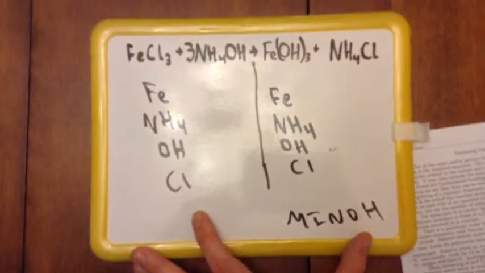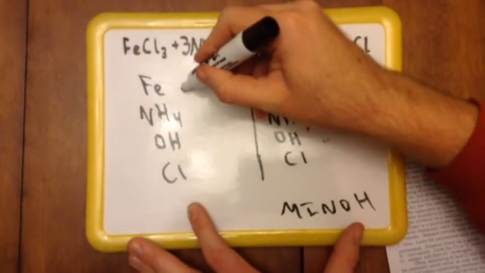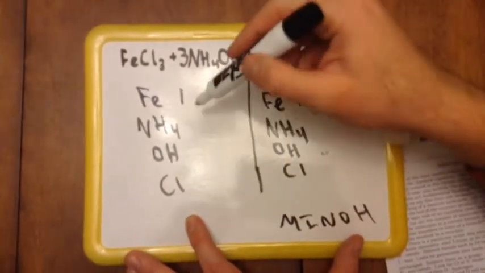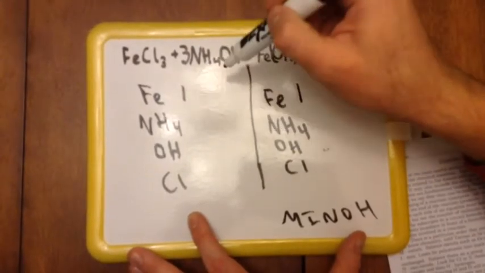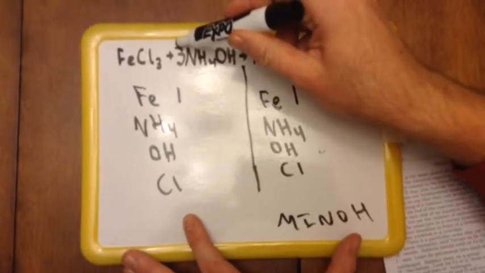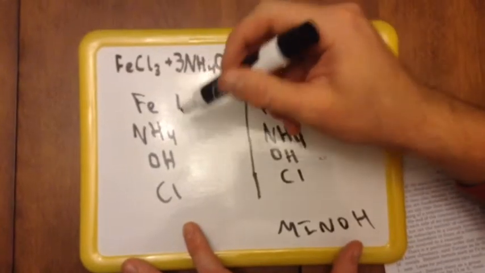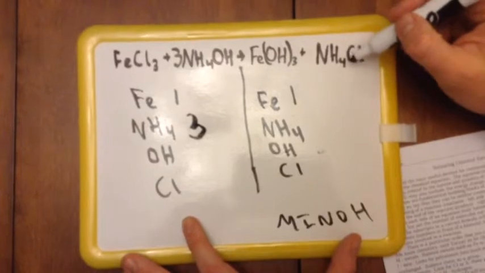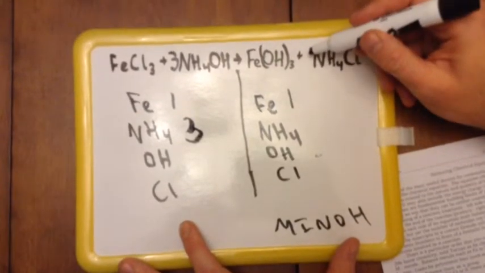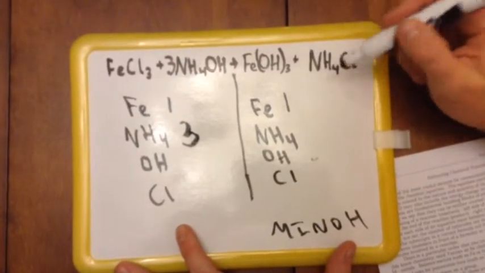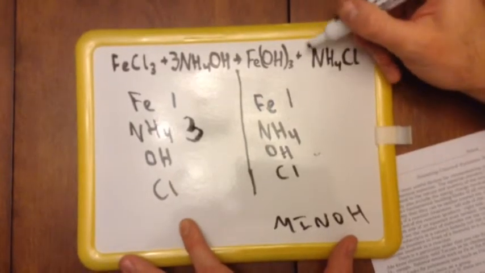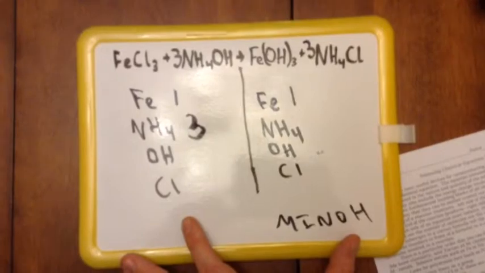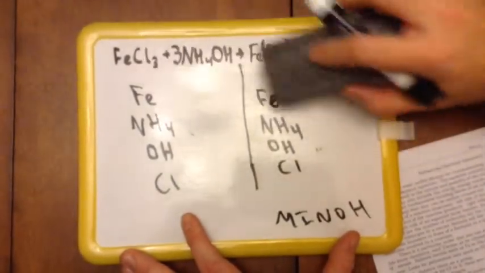We're going to redo our counts. Iron, 1. Iron over here, 1. How many ammonium, NH4s, do we have over here? Well, since we put in this coefficient, it distributes, we now have 3. How many do we have over here? We only have 1. But we can fix that pretty easily by putting a 3 coefficient. And let's count it up again.